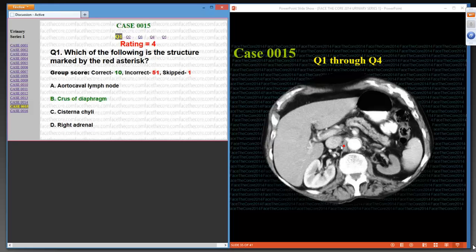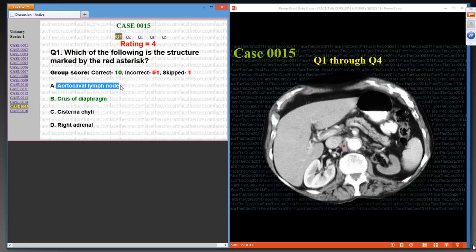There is the diaphragm coming down and it is forming a crus. And this is not the cisterna chyli. That appears lower at the level of the L3 vertebra and it has a fluid appearance. This is not the right adrenal gland. The right adrenal would show up here.